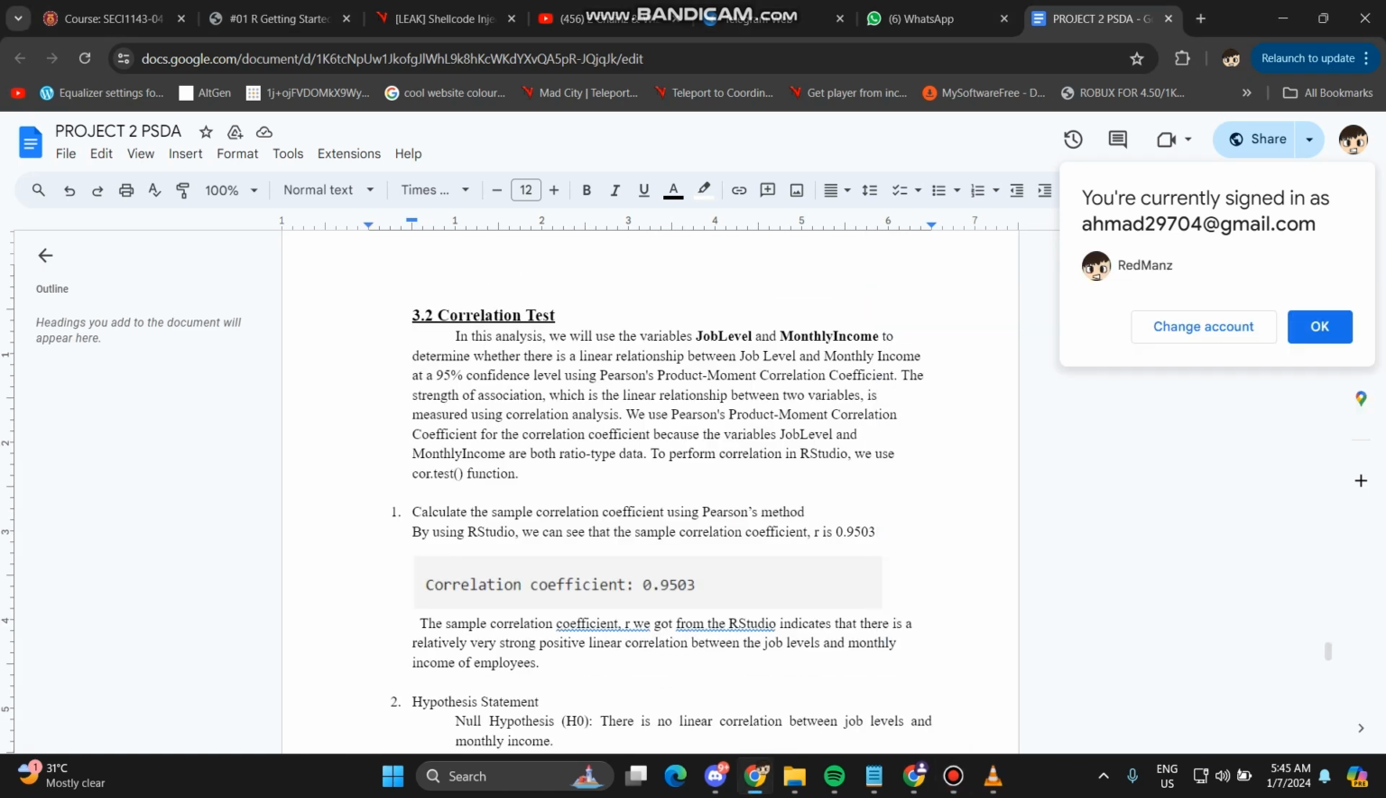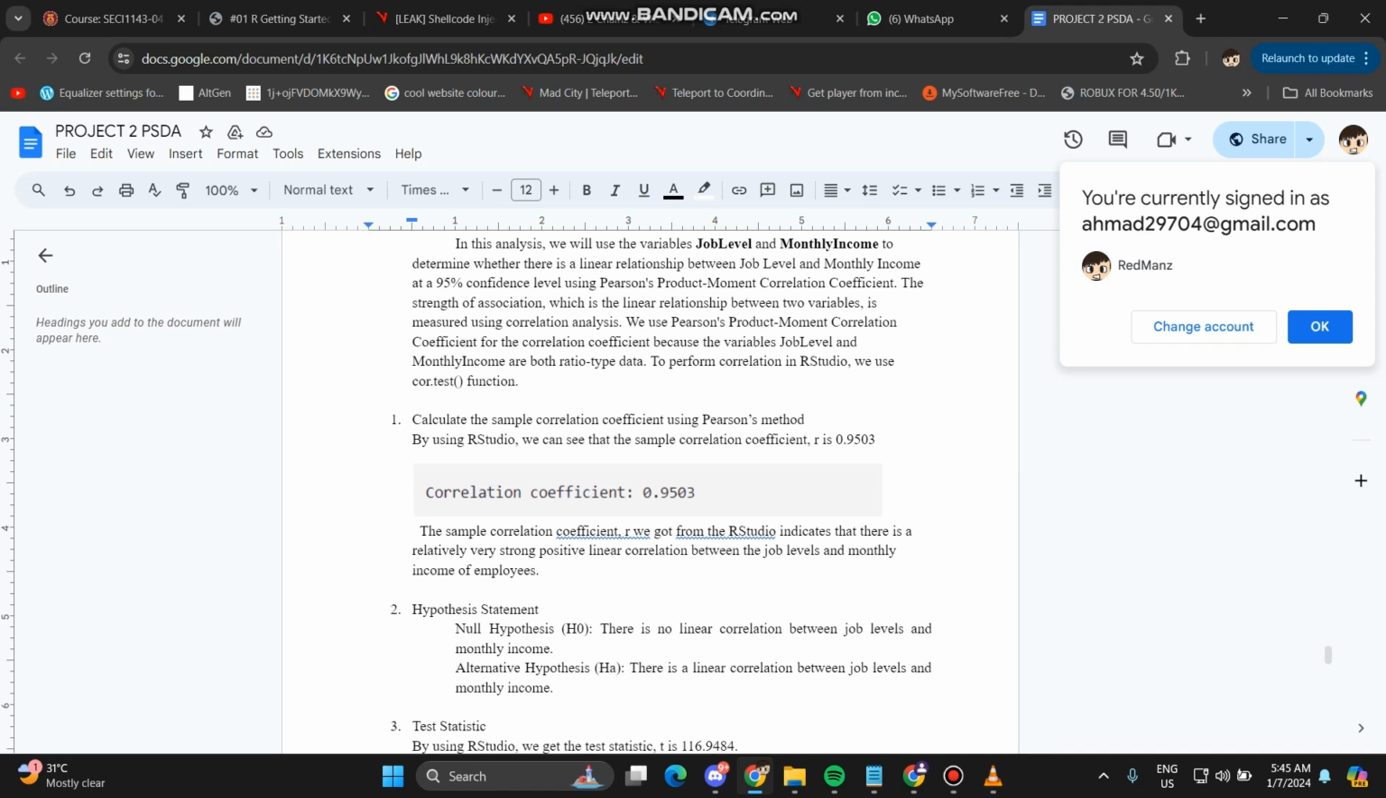Next, I will be explaining the correlation test. In this analysis, we will use the variables job level and monthly income to determine whether there is a linear relationship between job level and monthly income. First, we calculate the sample correlation coefficient using Pearson's method. By using RStudio, the sample correlation coefficient r is 0.9503.